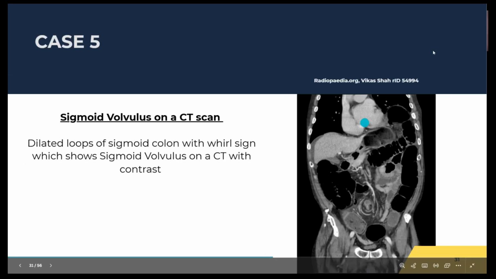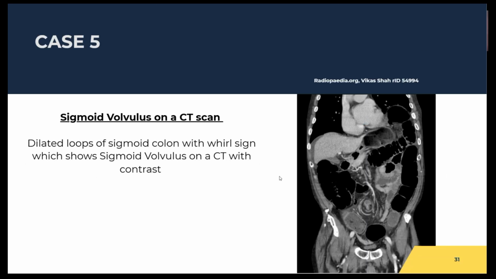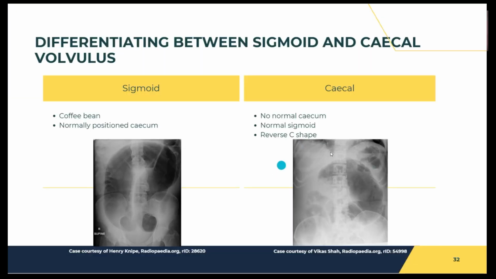So I just wanted to show you sigmoid volvulus on a CT scan. So it's this here, which is a whirl sign, and this can show sigmoid volvulus on a CT, and this is a CT with contrast right here. Okay, I just wanted to quickly mention the difference between a sigmoid and cecal volvulus. As we talked about, sigmoid has got the coffee bean, and it also has a normally positioned cecum, whereas in cecal volvulus, there's no normal cecum, there is a normal sigmoid, and you get a reverse C shape right here. So that's how you can tell the difference between sigmoid and cecal.